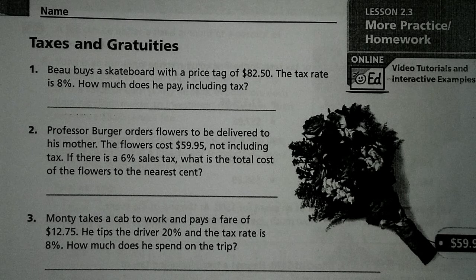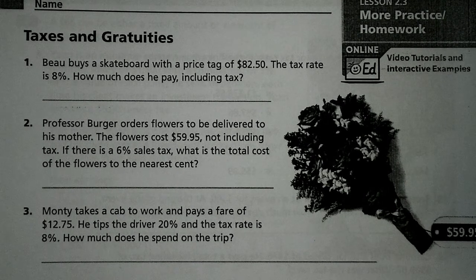Alright, so Blue buys a skateboard with a price of $82.50. The tax rate is 8%. How much does he pay, including tax? So what do I need to do to figure out what my total price will be? Anybody have any ideas? Anybody remember?